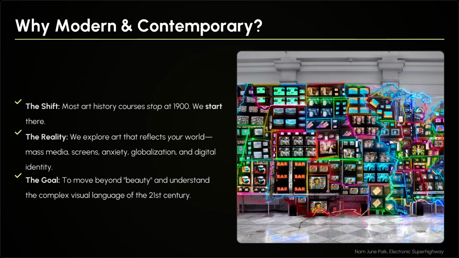You might notice this course looks different from other art appreciation classes. Most history courses stop at the year 1900. We are going to start there. Why? Because we need to explore art that reflects your reality today. A world defined by mass media, screens, anxiety, globalization, and digital identity. Our goal is to move beyond just saying something is beautiful, instead understanding the complex visual language of the 21st century.